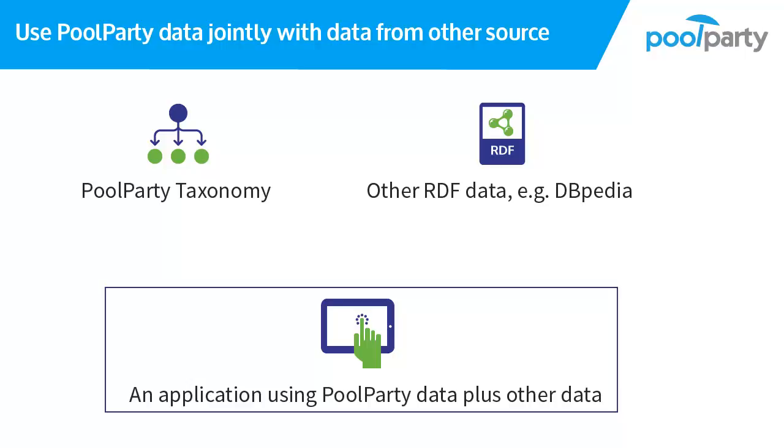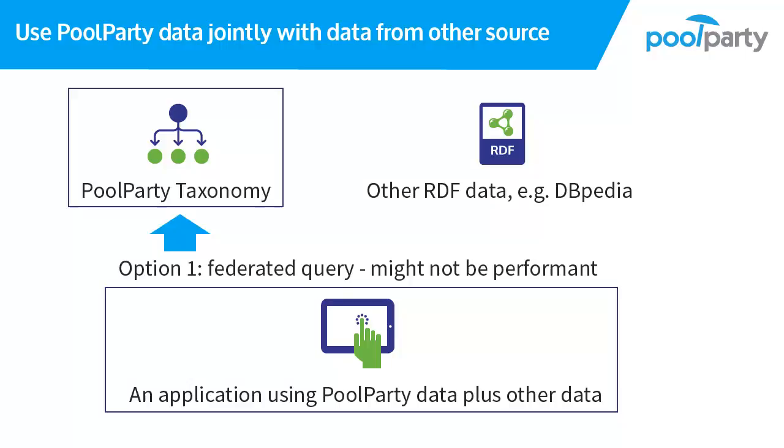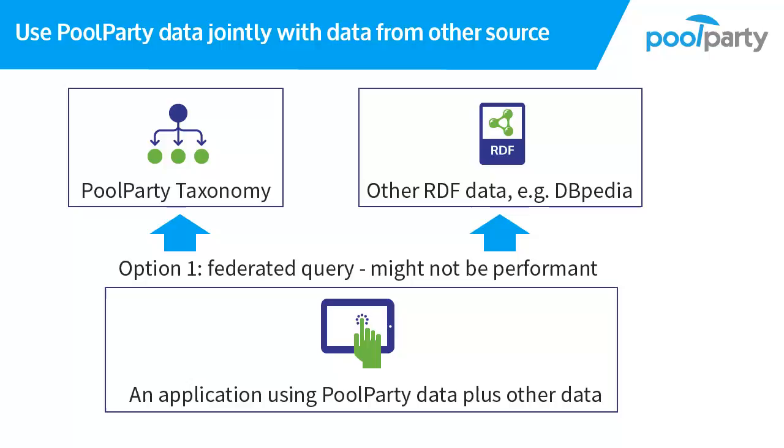As an example, we could think of an application that uses a PoolParty taxonomy which is linked to DBpedia. If this other RDF information is already stored somewhere where I can access it, it is not always necessary to set up an external triple store. Sometimes it is possible to run federated queries over PoolParty and the other store. For our example, I could run federated queries against PoolParty and DBpedia jointly.